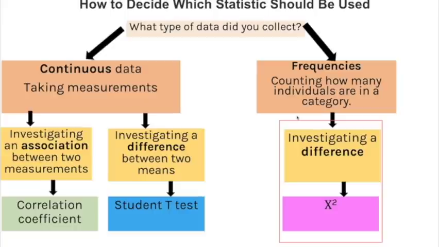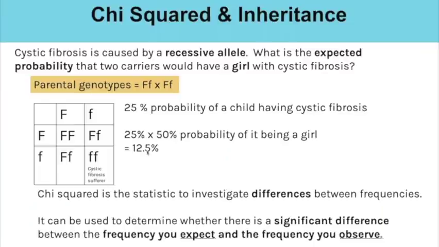Now you also need to be able to see how chi-squared, the statistic, can link to inheritance. So chi-squared is used when you're investigating differences, but it's when your data is based on categories and frequencies. So if we go back to the very first example we had in this video, this is what we were looking at, the probability that 2 carriers would have a girl with cystic fibrosis. And we said we would expect the probability to be 12.5%.